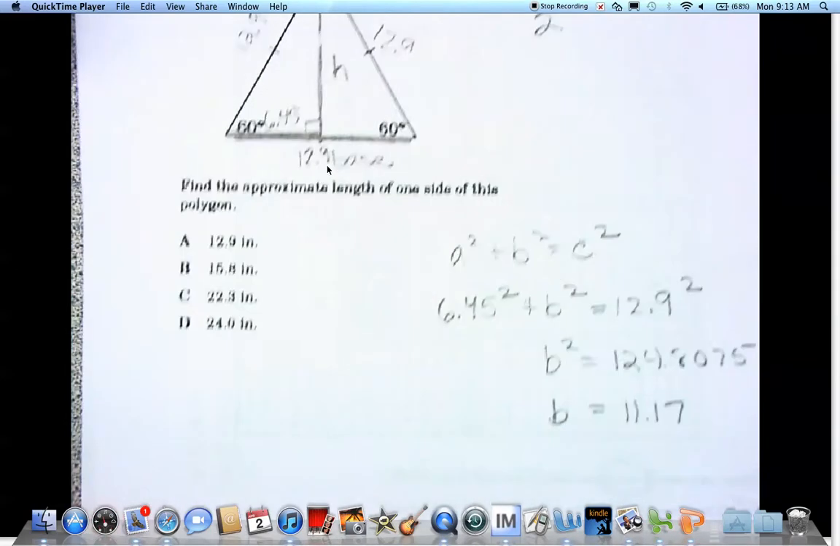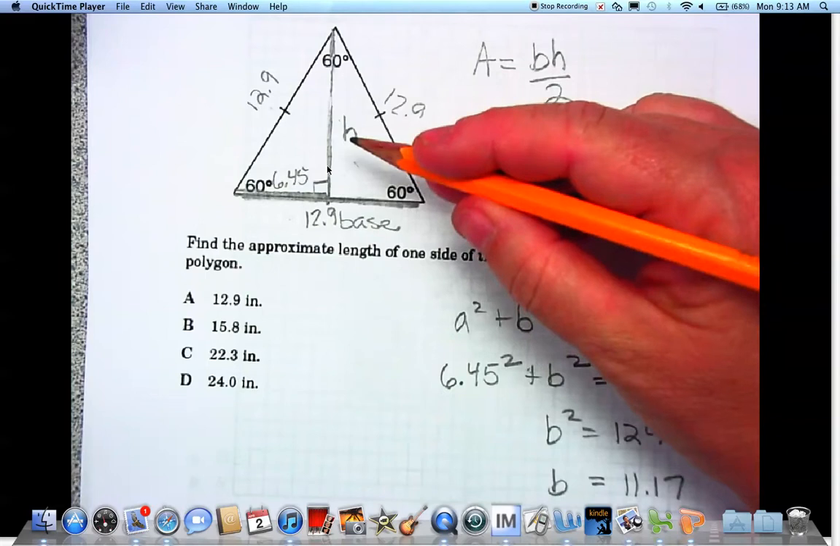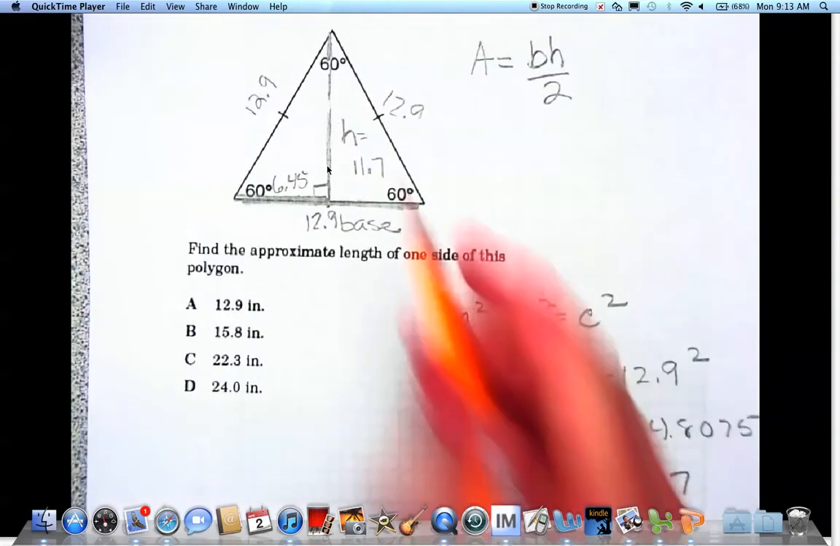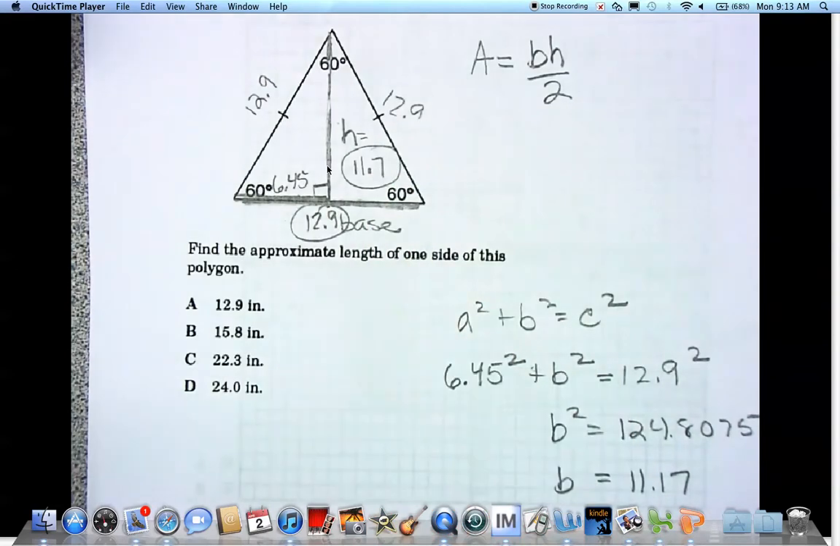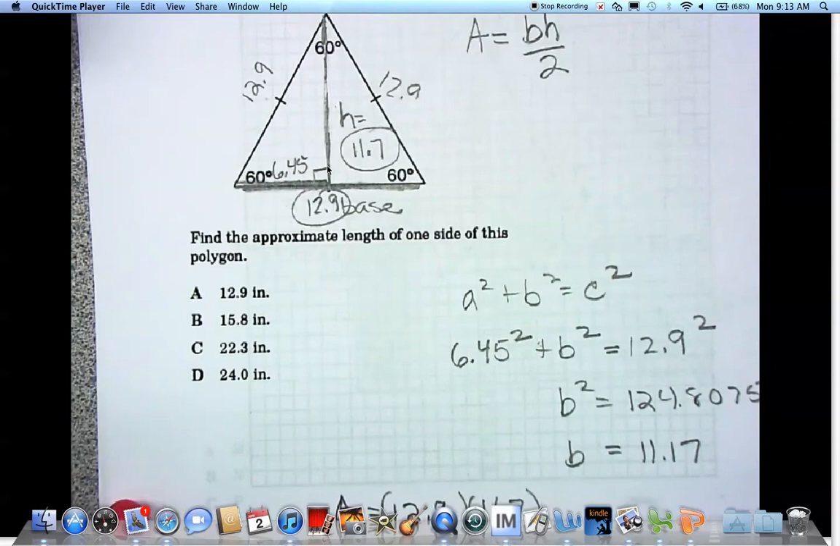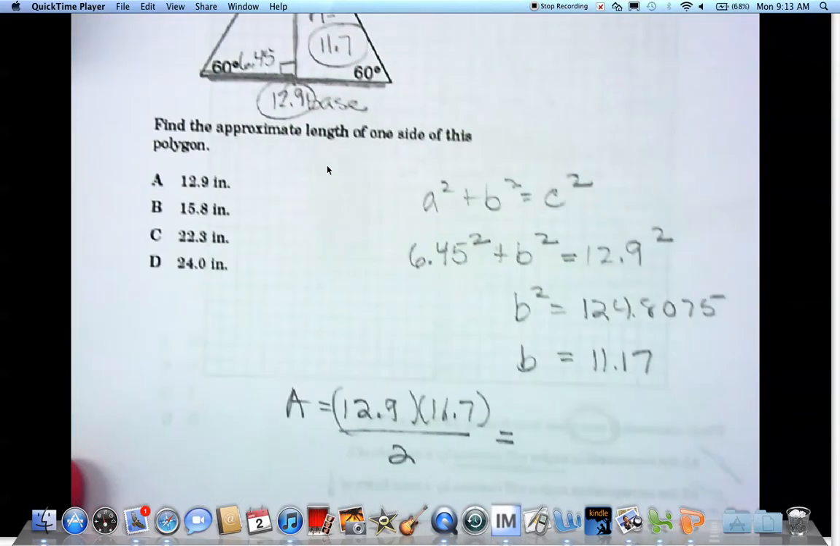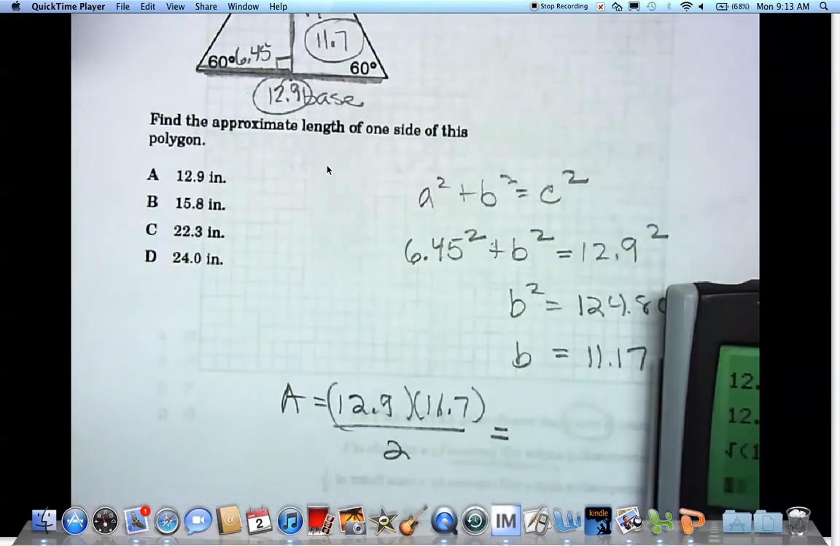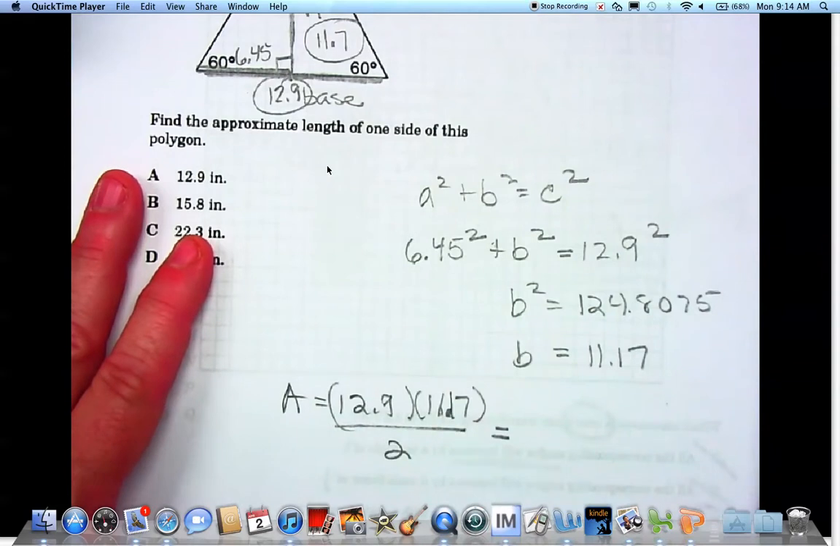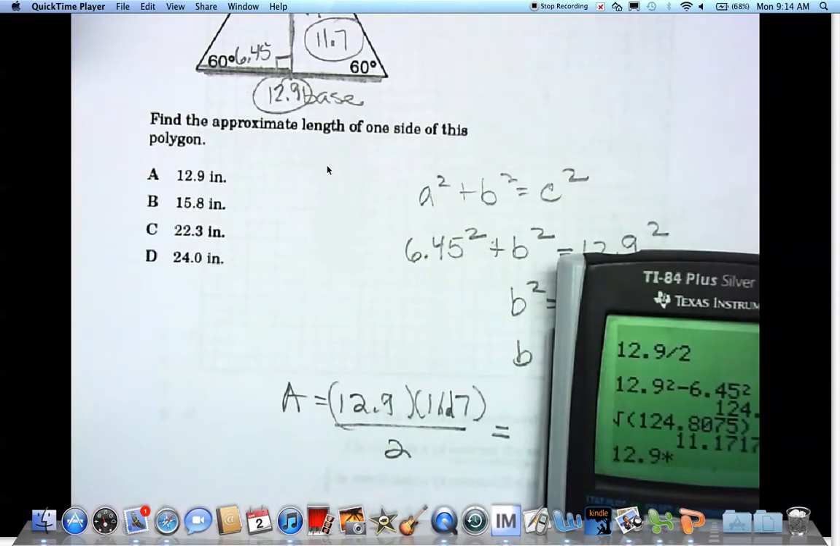Okay, so how does that help us? Now we've got the height and we have the base, so we can find the area. The area equals 12.9 times 11.7 divided by 2. Base times height divided by 2. That gives you 75. We're close, but that's not it. I got 75.46.